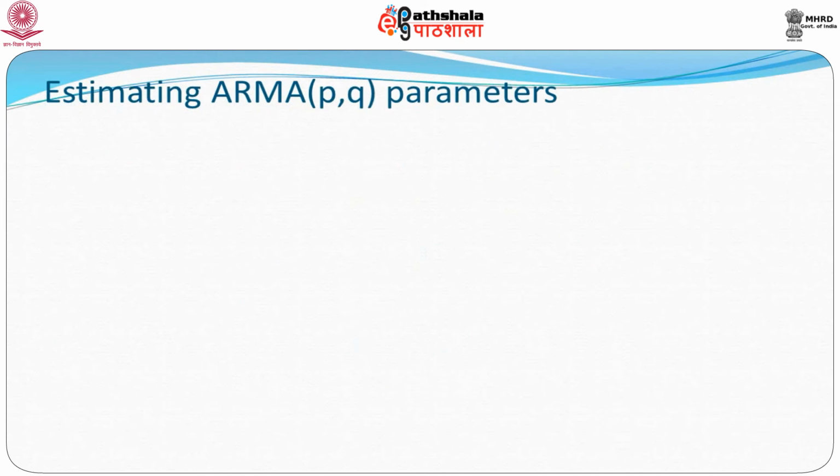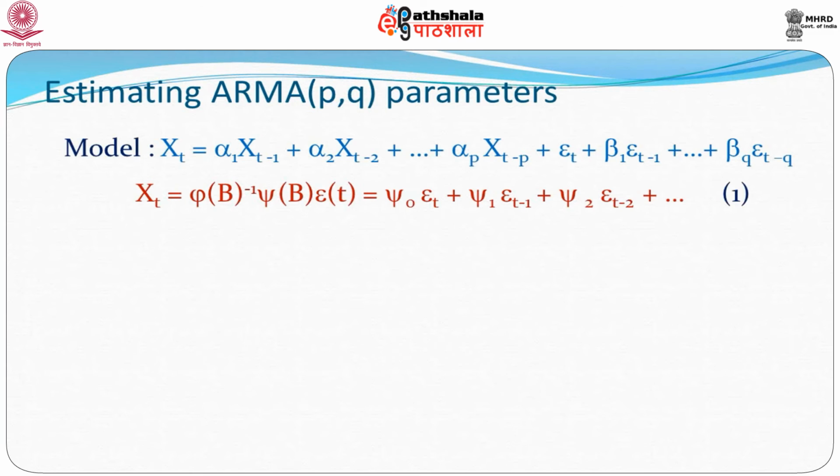Now, when we have an ARMA(p,q) model, how do you estimate the parameters in this model? This is the model that we have, and we can write this model as x_t is equal to phi(B) inverse psi(B) epsilon_t, which can be written as an infinite sequence in terms of the epsilon_t's. This is just what we have been saying now.